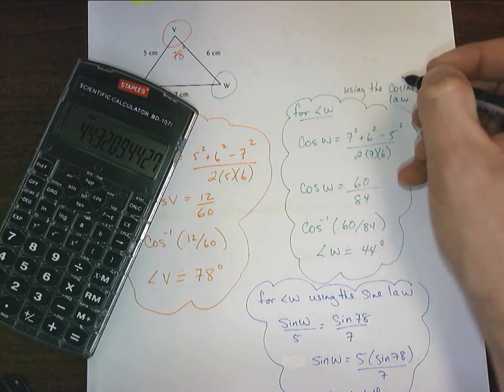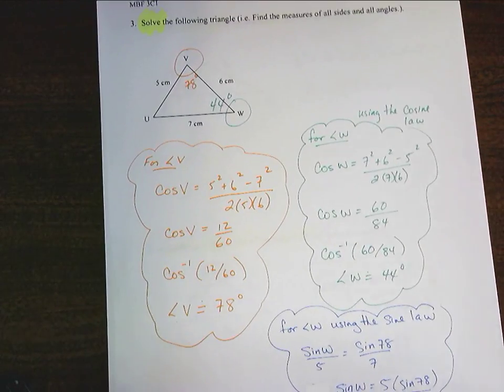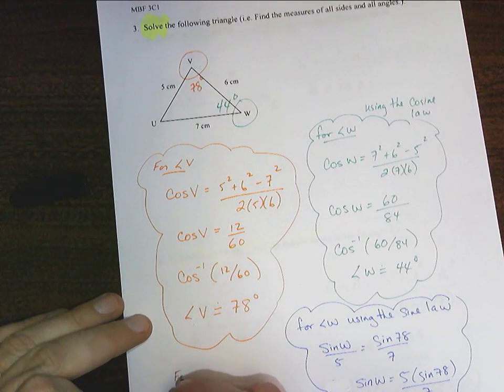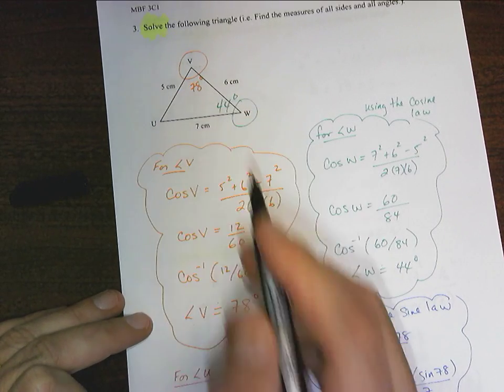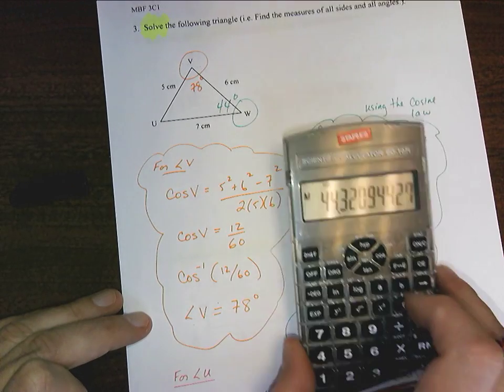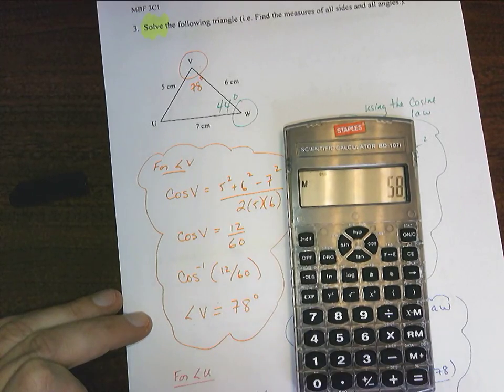All right, so now we know that this is 44. The last angle that you want to get is U. To find angle U, I'm going to use the fact that all of the angles have to add up to 180 degrees. So angle U will be 180 minus 78 minus 44. That's going to be 58 degrees.